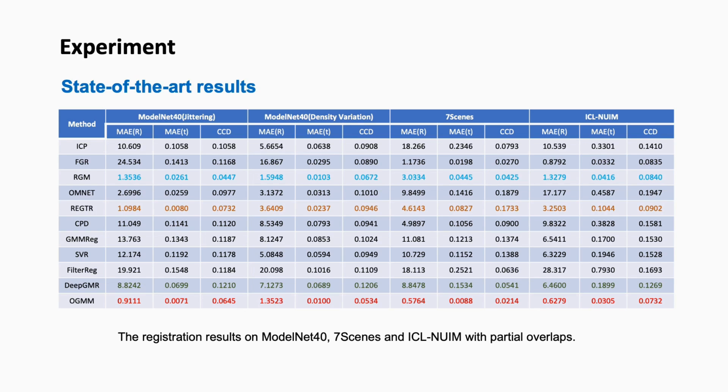Our method outperforms the recent correspondence-based state-of-the-art RGM and REGTR on all datasets. Compared with the GMM-based method Deep GMR, which is closest to our method, our approach also achieves the best results. Density variation reports the results when the point density is reduced to 50%. Our method can outperform the other methods when source and target point clouds have different densities.